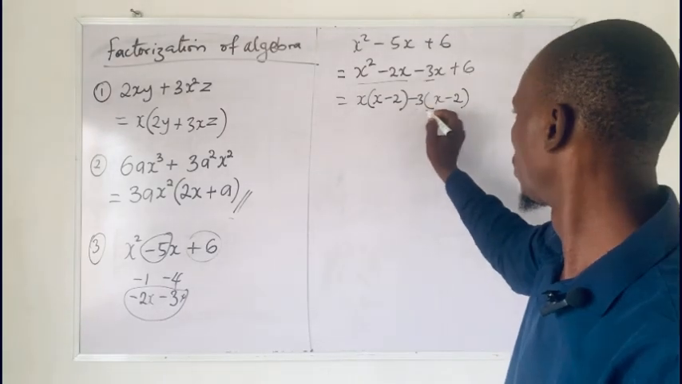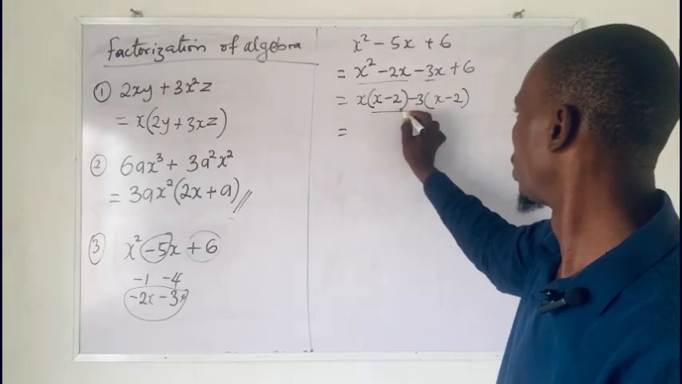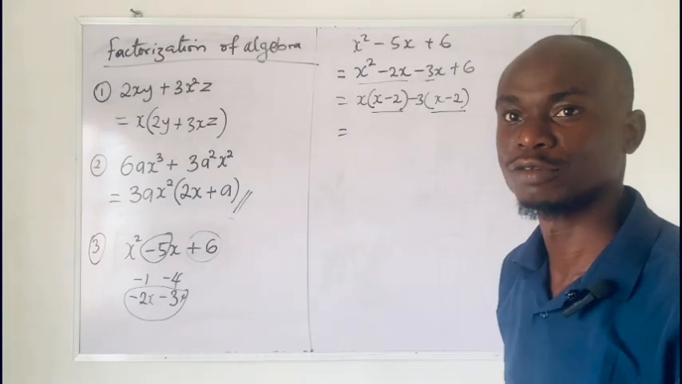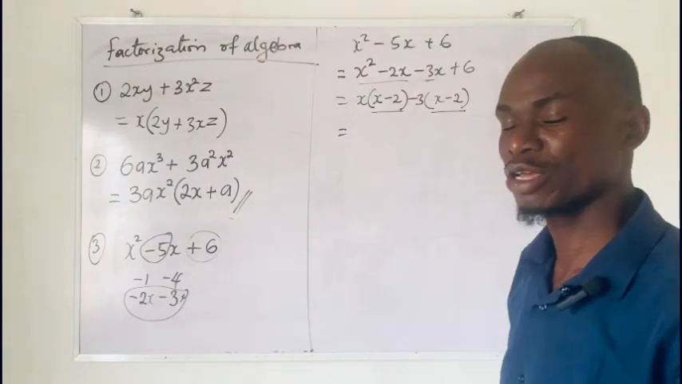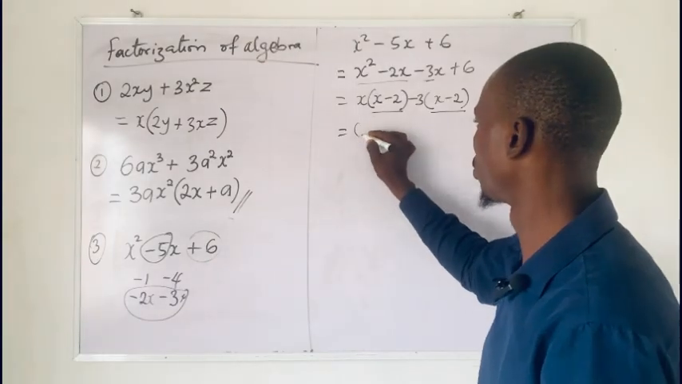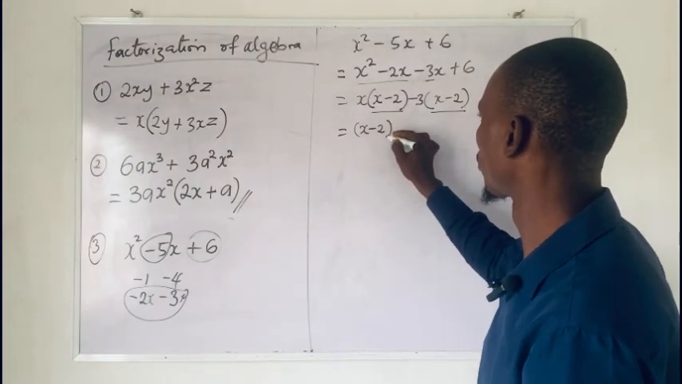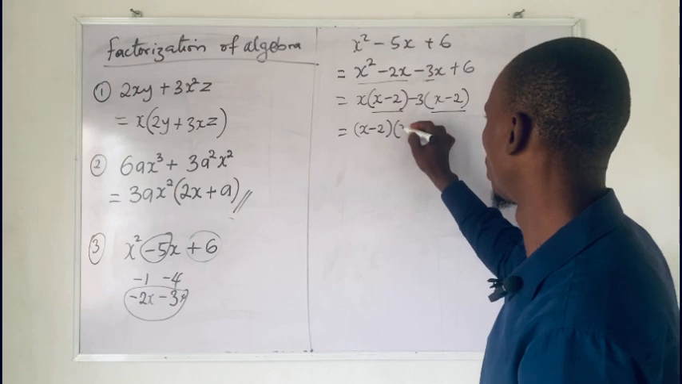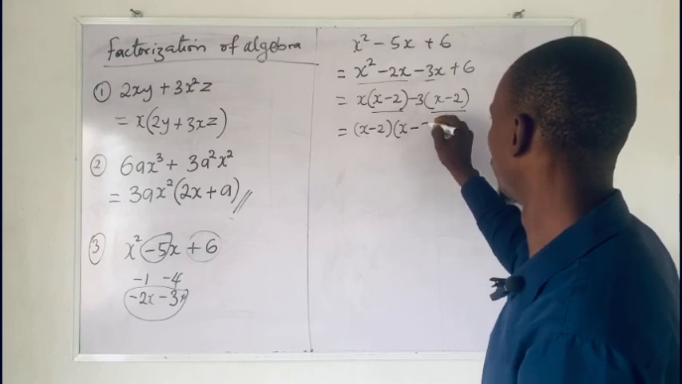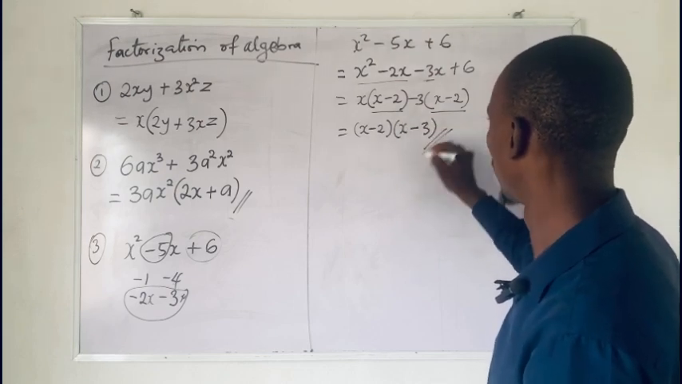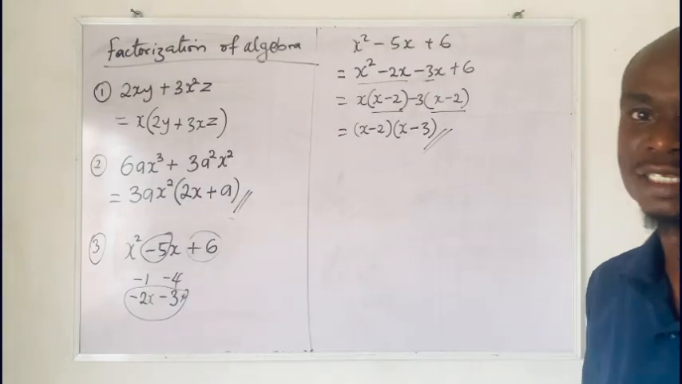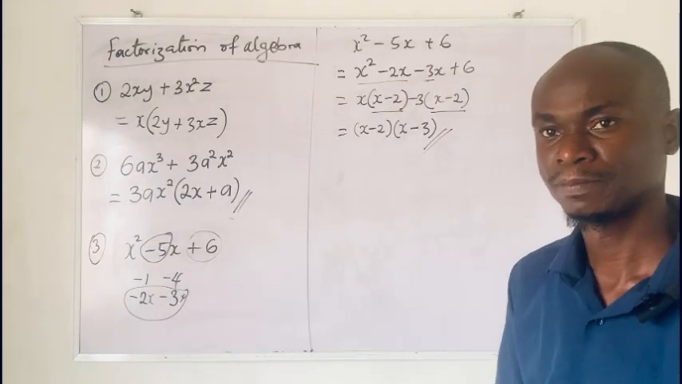So at the end of the day, x minus 2 is a common factor. Anytime you have a common factor, you can bring it out. So I bring them out as x minus 2. What is remaining? x minus 3. So this is how we factorize a quadratic expression.